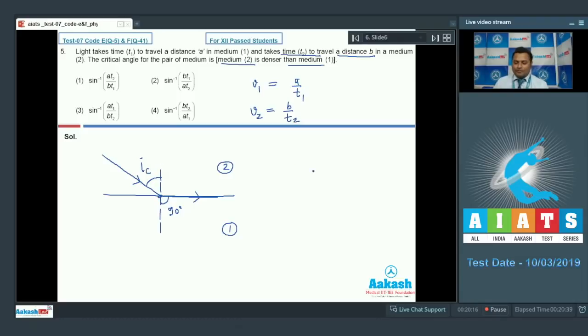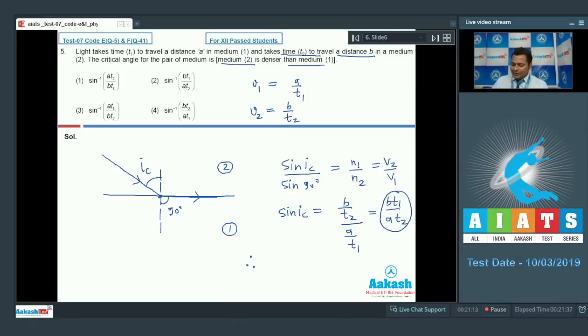Applying Snell's law, what we will get? Sine of IC divided by sine of refracting angle, that is 90 degree, will be what? Refractive index of refracting medium, that is N1, upon refractive index of incident medium, that is N2. And the N1 upon N2 ratio will be given by V2 by V1. We know very well. Now plugging the values, sine of IC equals V2, that is B by T2, divided by V1, that is A by T1. Solving, we get BT1 upon AT2. So sine IC, we have got this value.